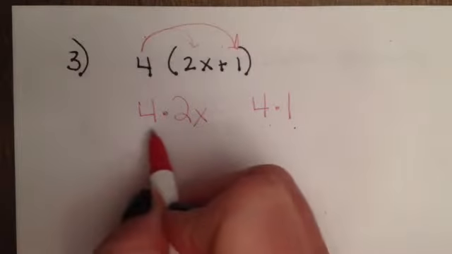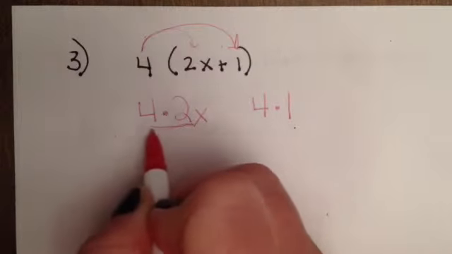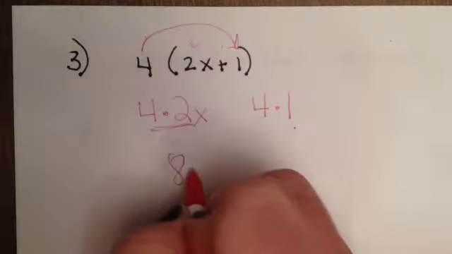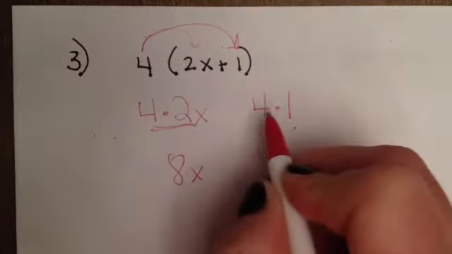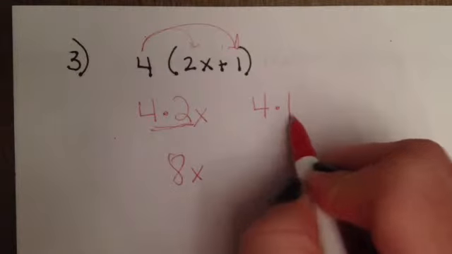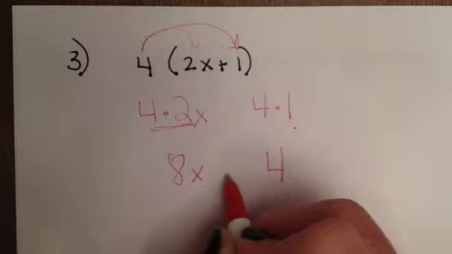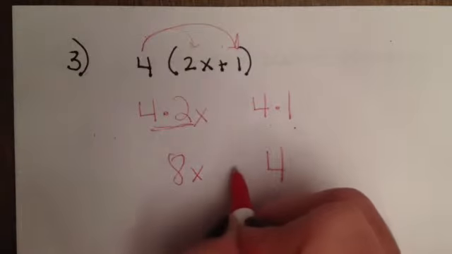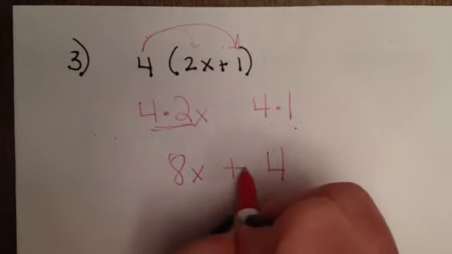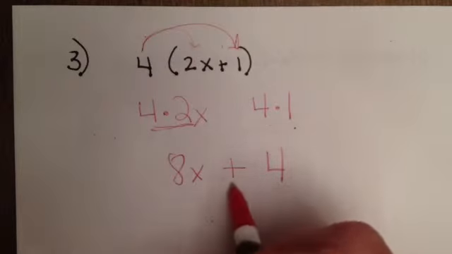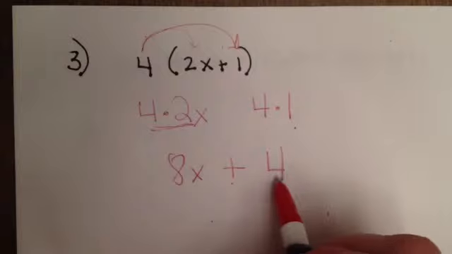All right, here I have a 4 times 2, 8x. 4 times 1, 4. And what should go in between these? That's right, a plus sign. There's a plus sign in between here, so my answer is 8x plus 4.